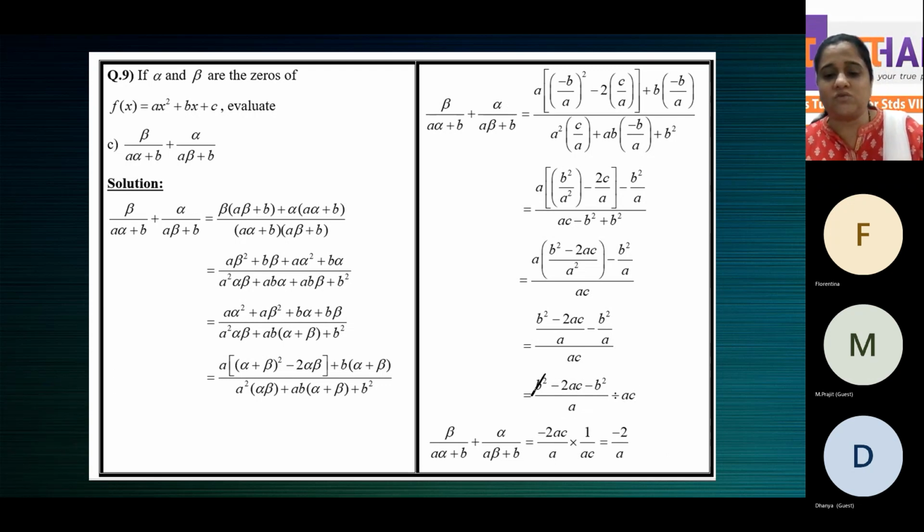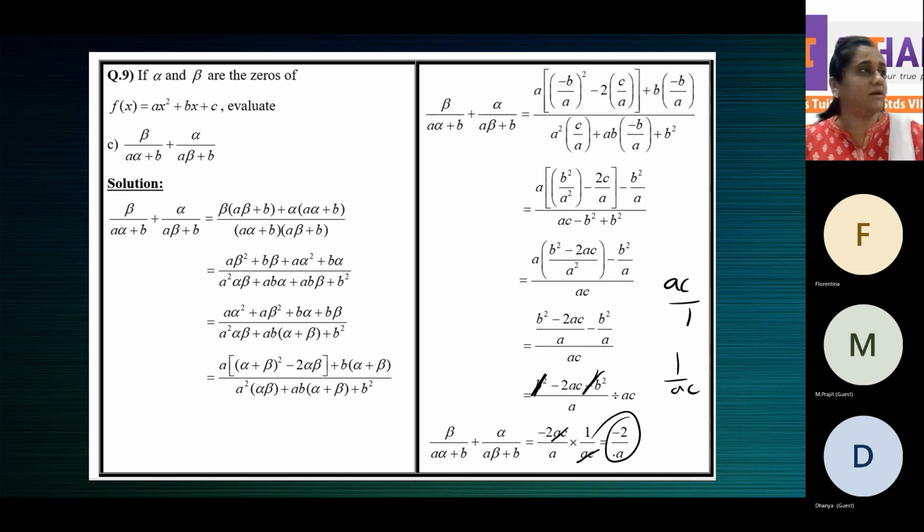Okay, now B square minus B square cancels. So we have minus 2AC by A. Division becomes multiplication and reciprocal, 1 by AC. That's what we always do, no? AC becomes AC by 1, so it becomes 1 by AC, reciprocal. Now again simplify. AC and AC get cancelled. So minus 2 by A.